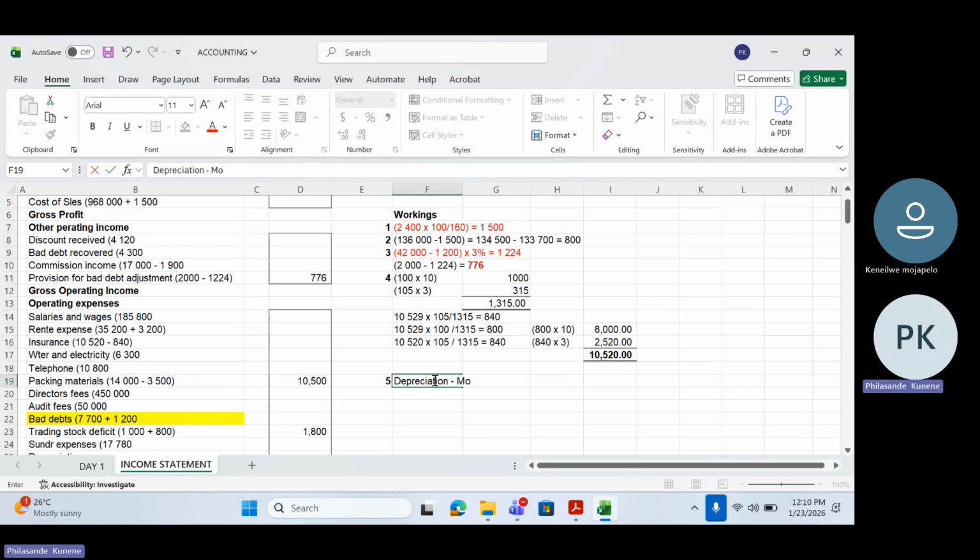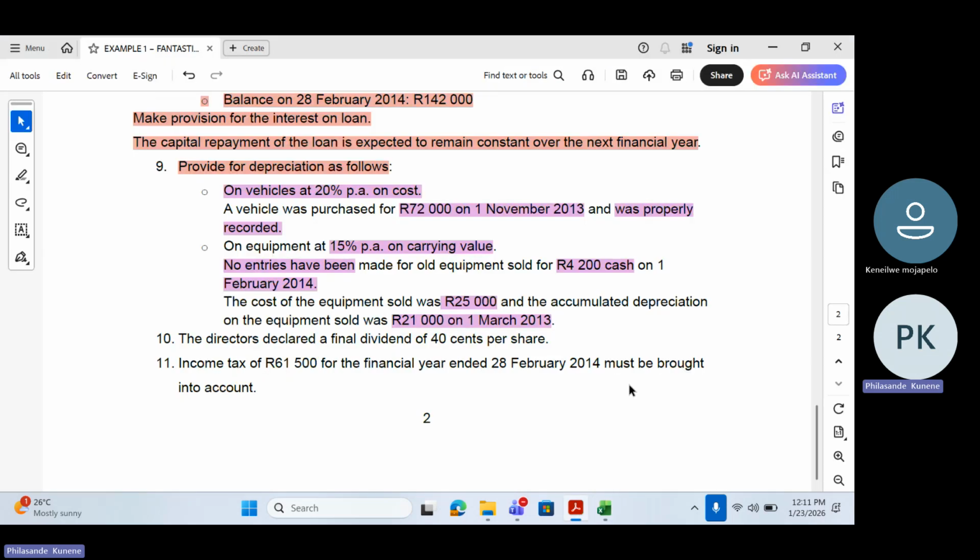And then I say motor vehicles. Okay, depreciation, motor vehicle. Let's start with this one, because we can see here that we have motor vehicles that were purchased during the current financial year, and then we have the old one. So we're going to calculate two depreciations. Am I right? Yeah. Okay, so which one are we going to start with?